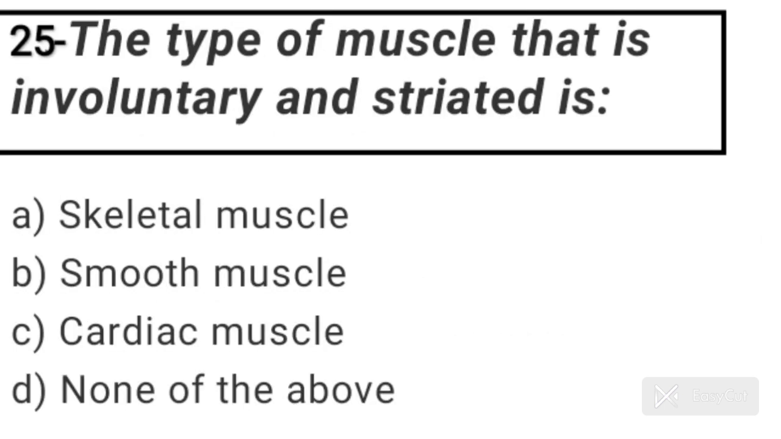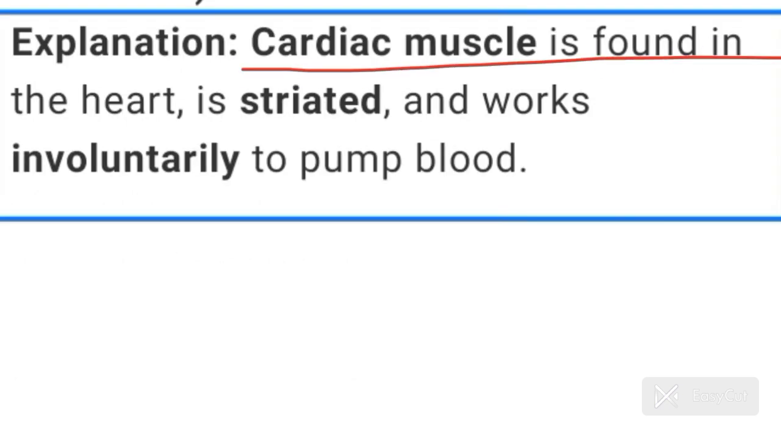Okay. Question number 25. The type of muscle that is involuntary and striated, that is cardiac muscle. Cardiac muscles are the muscles of the heart. Many cardiac muscle cells assemble in a branching pattern to form a cardiac muscle. Based on appearance, cardiac muscles are striated. They are involuntary in nature as the nervous system does not control their activity directly. Cardiac muscle is found in the heart, is striated and works involuntarily to pump blood.